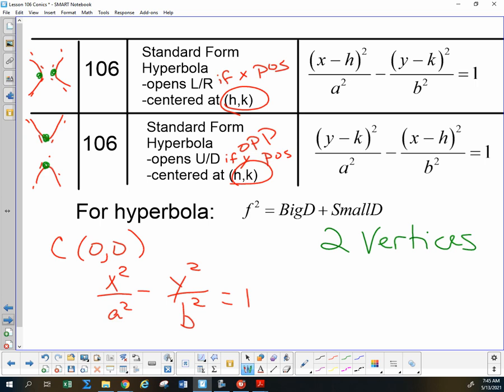For a hyperbola, your f squared is not big D minus small d, but big D plus small d. And your foci for a hyperbola will also be inside. They'd be something like this on each of those.